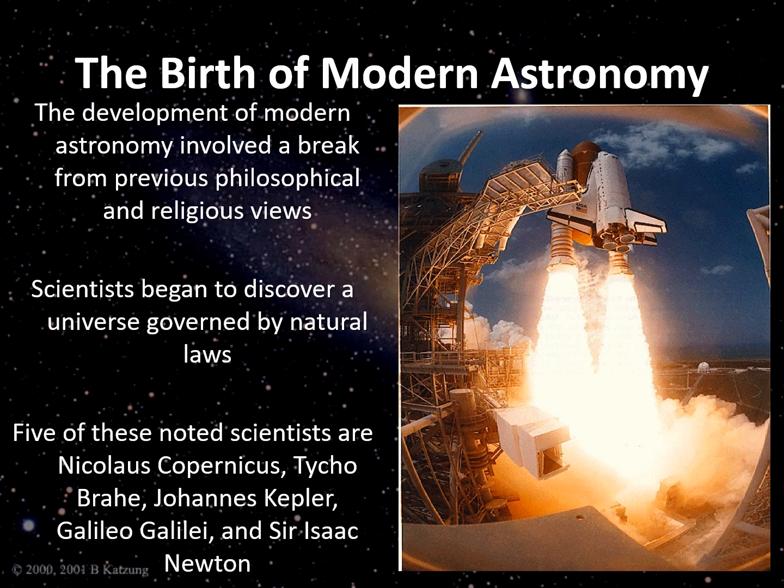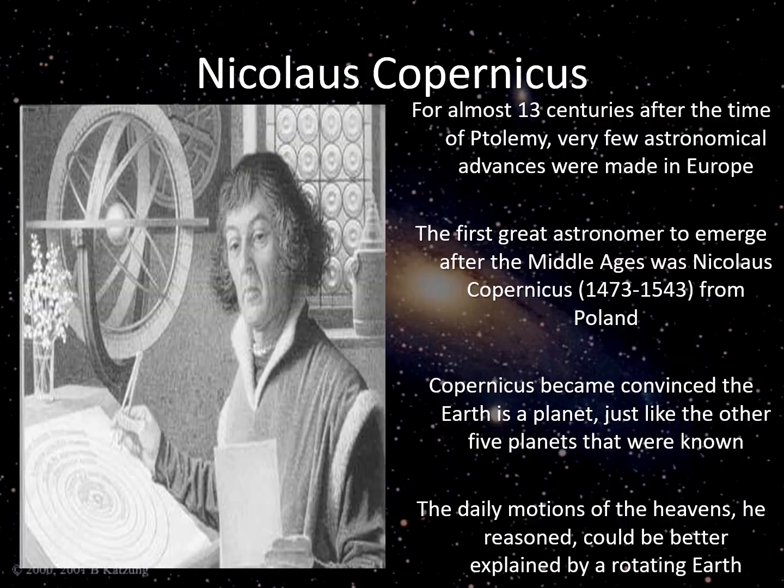And so the birth of modern astronomy, right? So the development of modern astronomy involved a break from previous philosophical and religious views, and scientists began to discover a universe governed by natural laws. 5 of these noted scientists are Nicholas Copernicus, Tycho Brahe, Johann Kepler, Galileo Galilei, and Sir Isaac Newton, many of whom I am sure you are very familiar with.